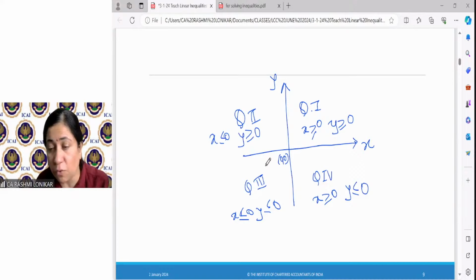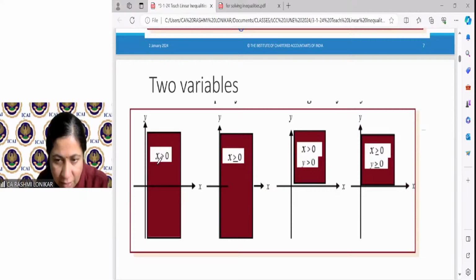Now, what is happening over here is when I'm saying x is greater than 0, there is no equal to. So, can you see this gap? This gap should be there. So, when they give you four graphs and you have to identify which of them is x greater than 0, if they give you this graph and this graph, this one is x greater than or equal to 0. So, there it will touch the y-axis. But here it is not going to touch the y-axis.